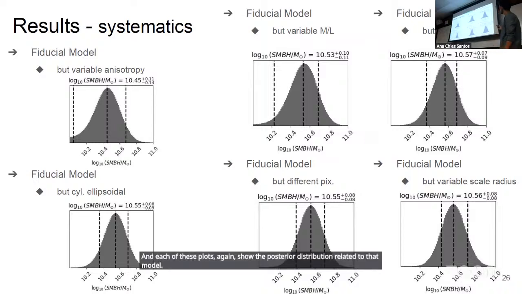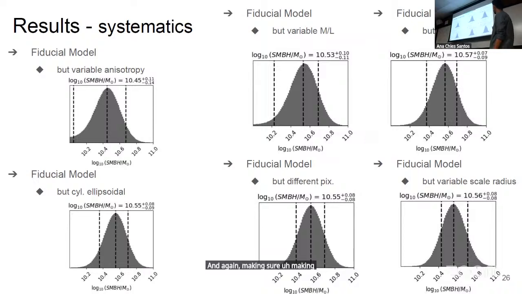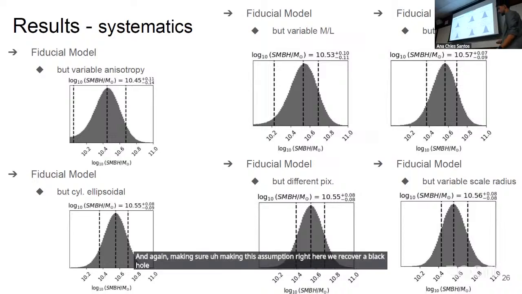And again, making this assumption right here, we recover a black hole mass similar or consistent with the mass we infer with the fiducial one. And we have variations of this.